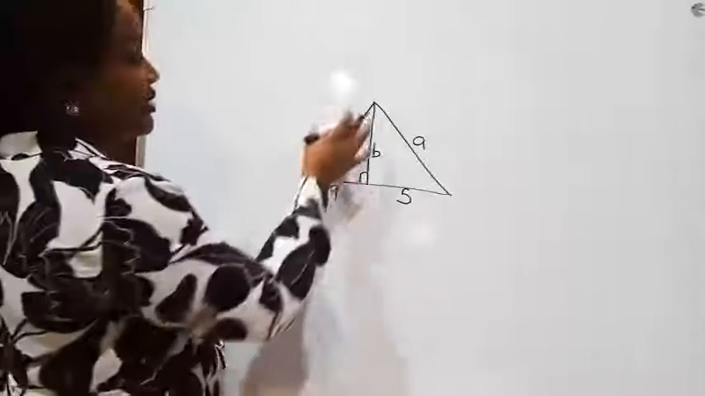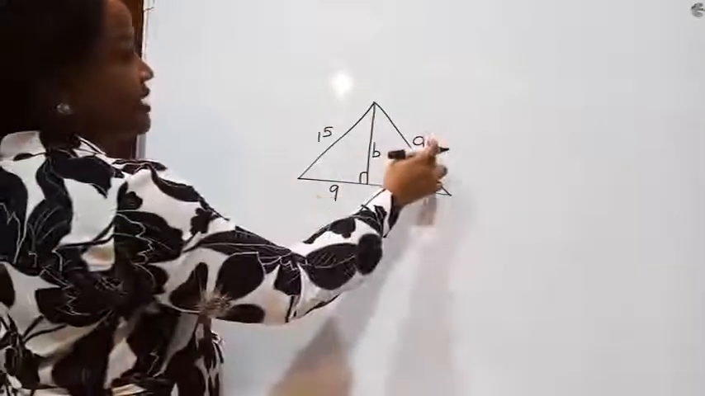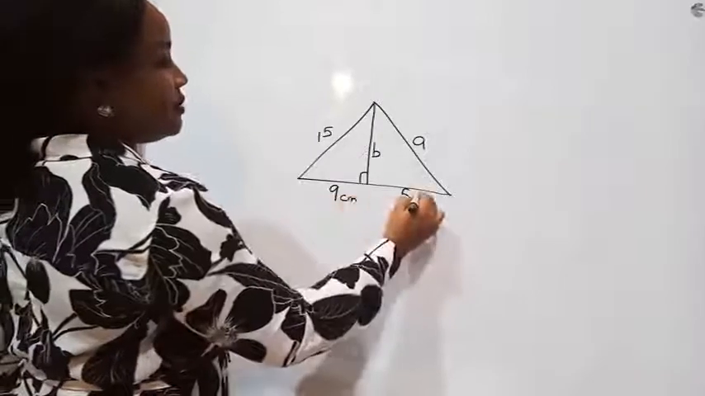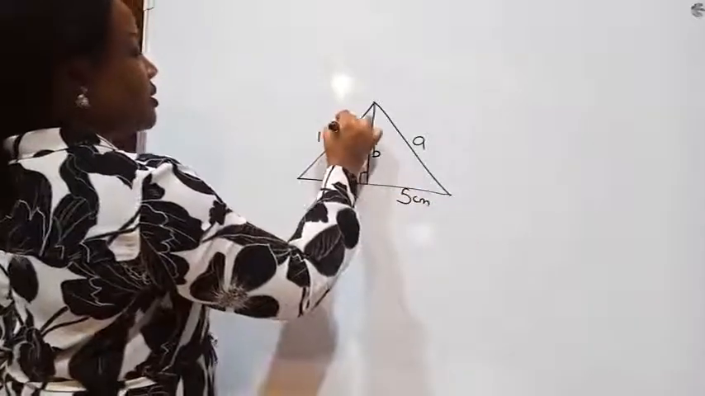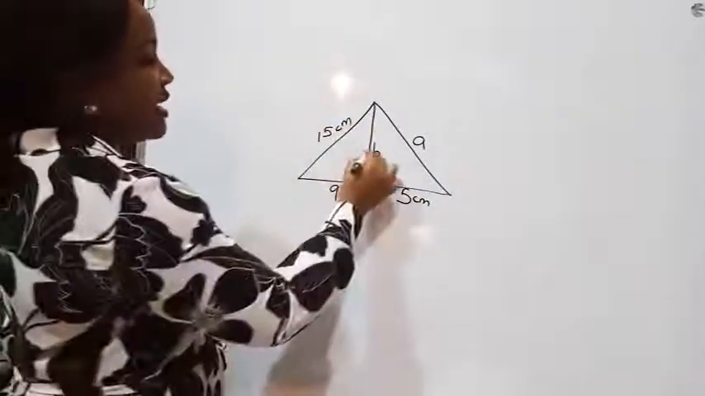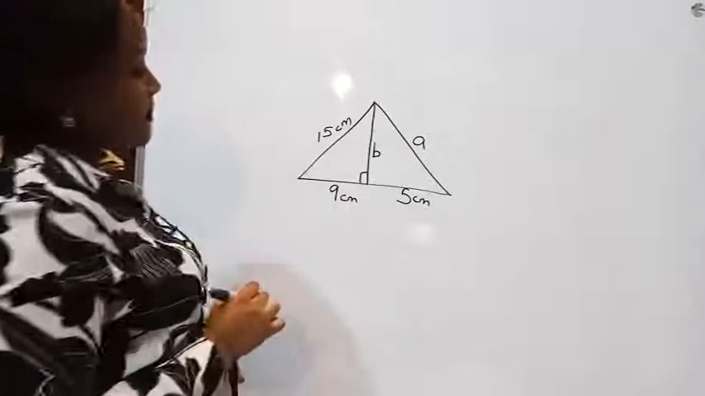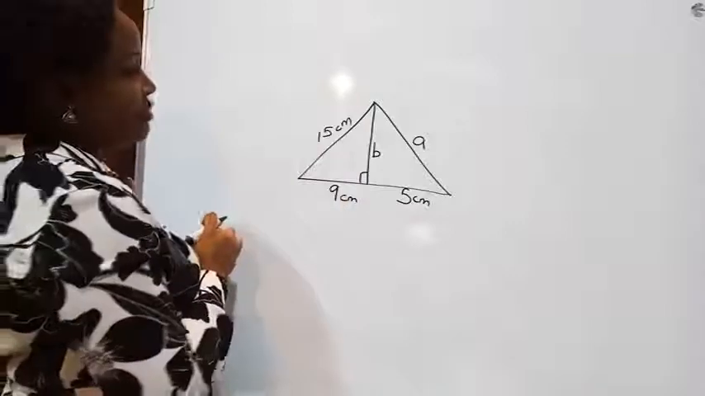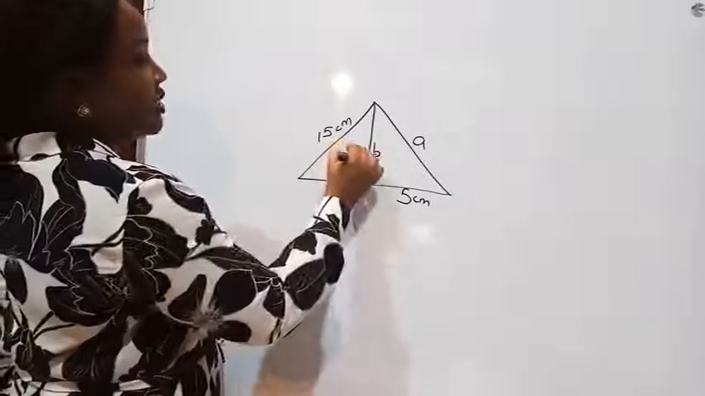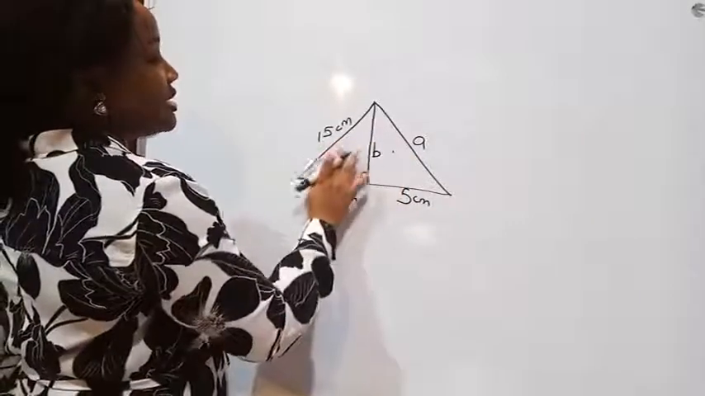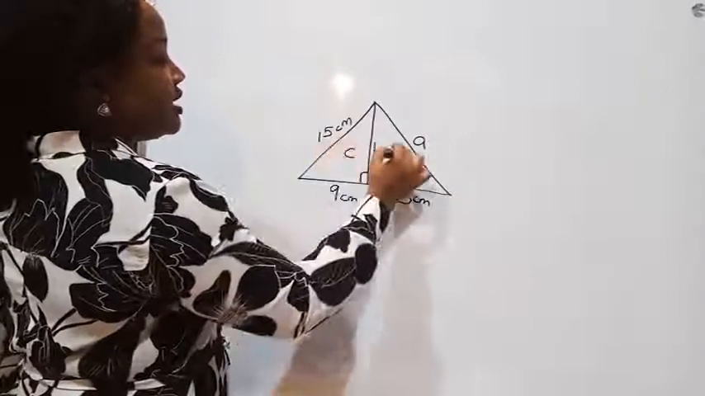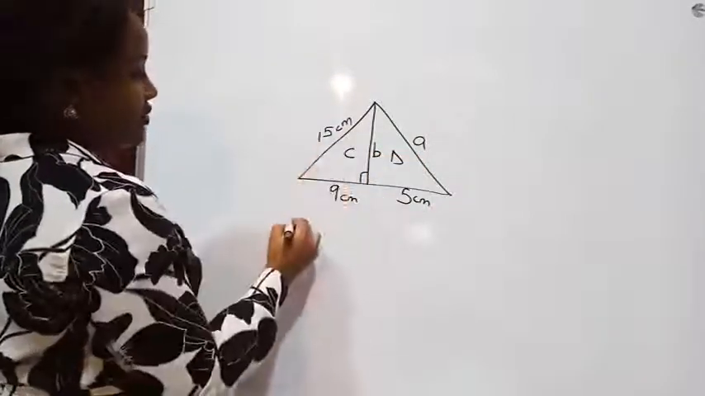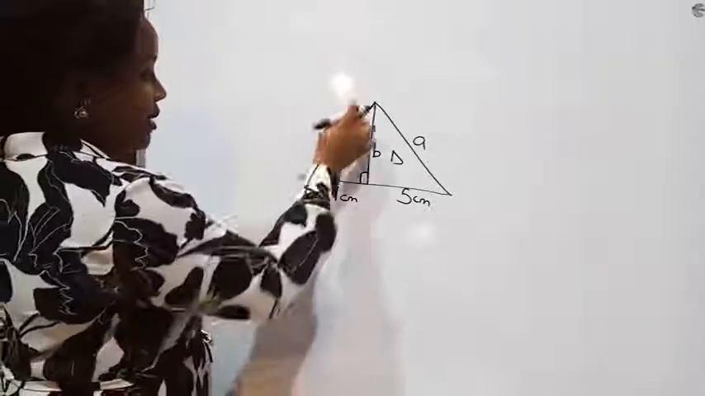So let's look at this figure. We are supposed to find A and B. Okay? Let's find A and B. So first of all, let's start from this side. Let's start from this triangle. Let's call this triangle A, and let's say triangle C and triangle D. So for triangle C, you have that this is the hypotenuse.